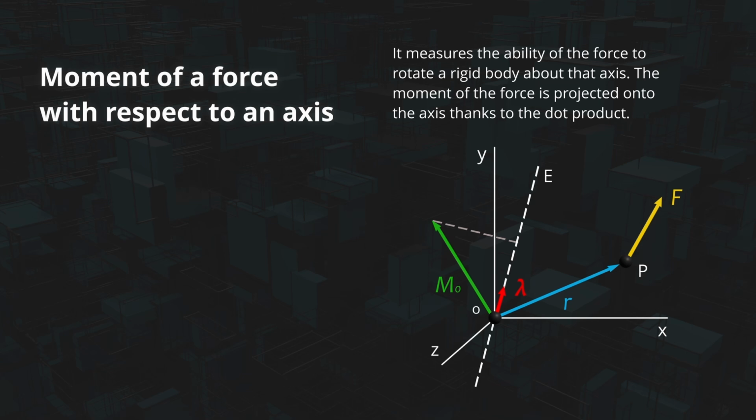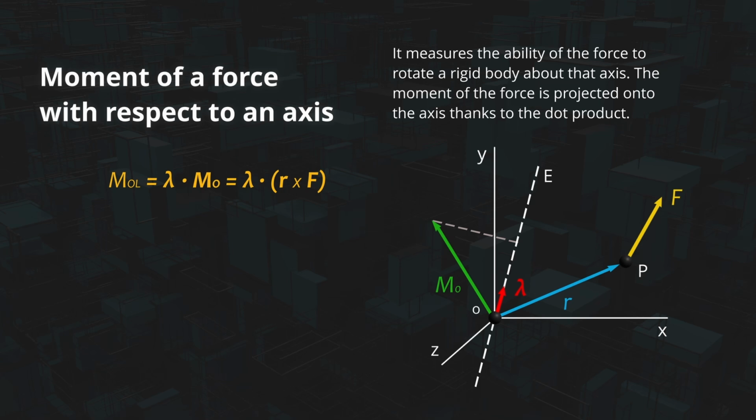The formula to calculate the moment of a force with respect to an axis is equal to the scalar product between the unit vector of the axis and the moment of the force with respect to a point on that axis. Therefore, the moment of a force with respect to an axis is a number and not a vector.